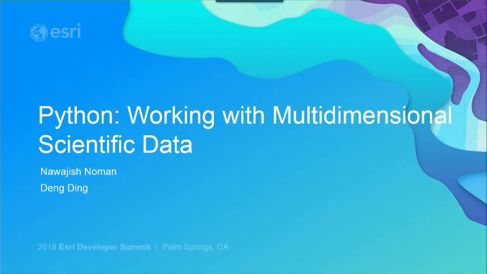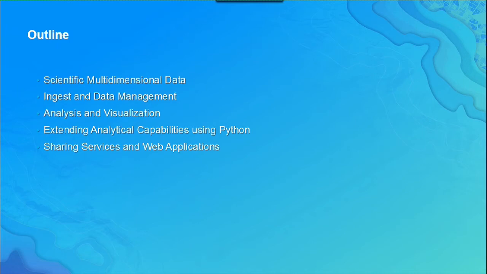We'll be talking about working with multidimensional scientific data, right? It's kind of a loaded word, but let's see if we can demystify it, and then I'll tell you what we're going to talk about. And at that point, if you don't like it, that's okay. You can find a session that you like, but if you find it interesting, stay with us and we'll go through it. Okay, so what are the things we're going to talk about?